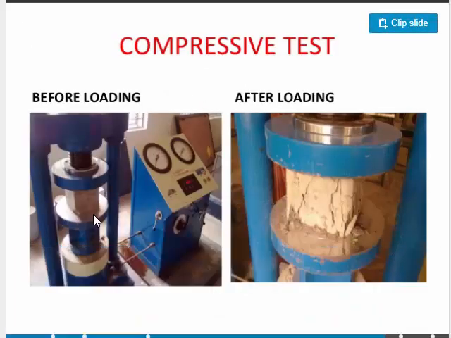So you can see, students, before loading the specimen is placed over here, and after the loading the concrete cube is crushed, and we are able to get the value of the maximum load which has been taken by this cube. That load will be used in the calculation of the compressive strength, which is equal to the load divided by the area, and we will get the compressive strength of the cube in Newton per mm square. So this is the compressive strength of the concrete.